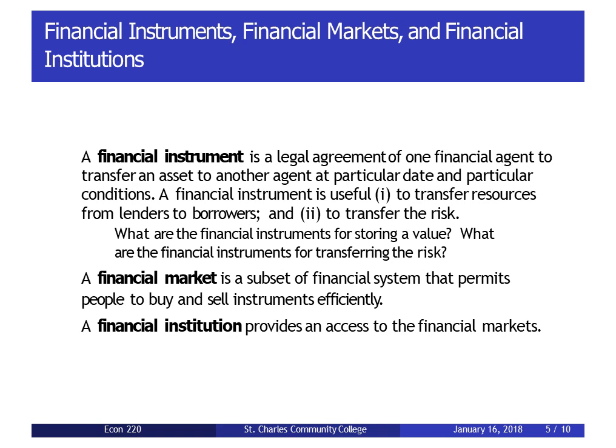Okay, on this slide, I'm going to talk about 3 other parts of the financial system: financial instruments, financial markets, and financial institutions. A financial instrument is a legal agreement of one financial agent to transfer an asset to another agent at a particular date with particular rules. And the financial instrument emerges as a useful tool for 2 reasons. First, to transfer resources from savers to investors, or lenders to borrowers. Second, to transfer the risk from risky individuals, companies, institutions to those who are safer.